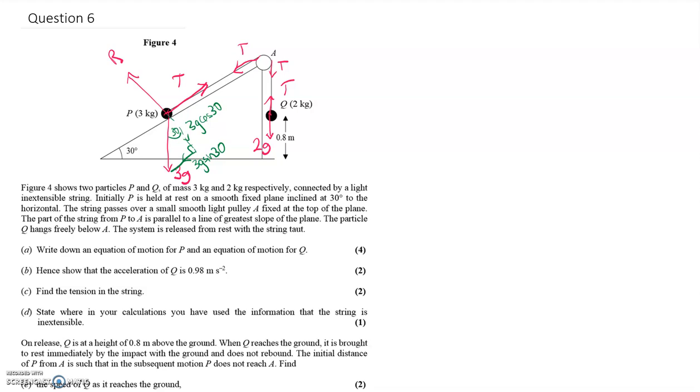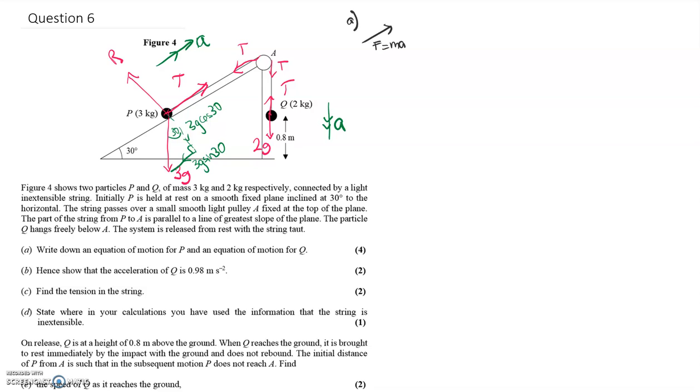Okay, so we need an equation of motion for P and an equation of motion for Q. What would happen if this system was released from rest? You know that Q would move downwards and it would pull P up the plane with the same acceleration. Okay, so we need to do F equals ma for each particle separately because they are not moving in the same directions.